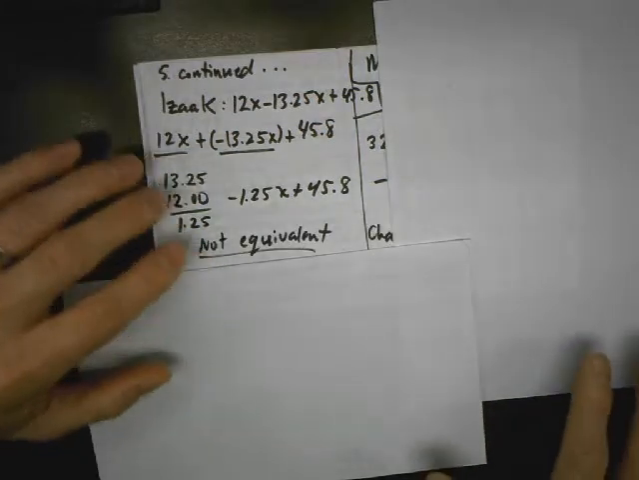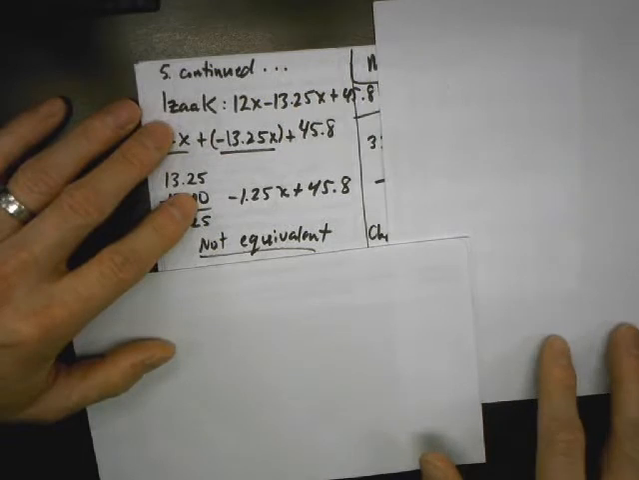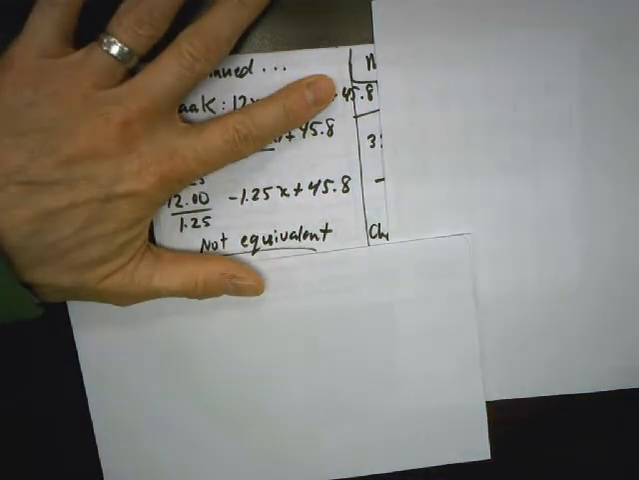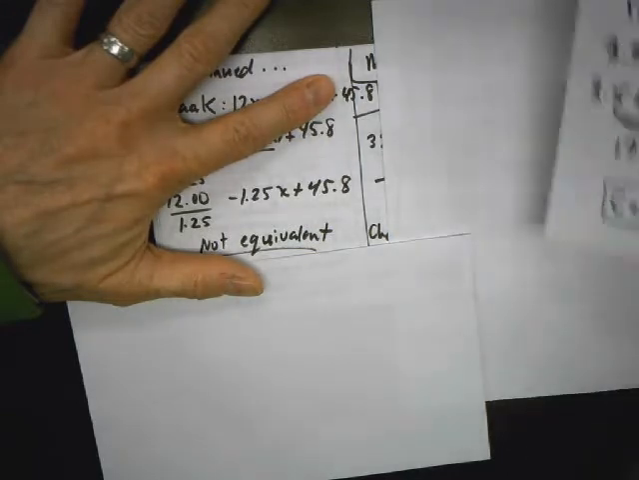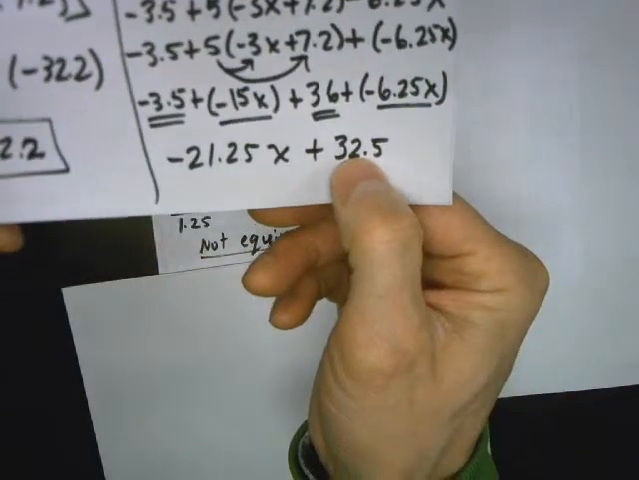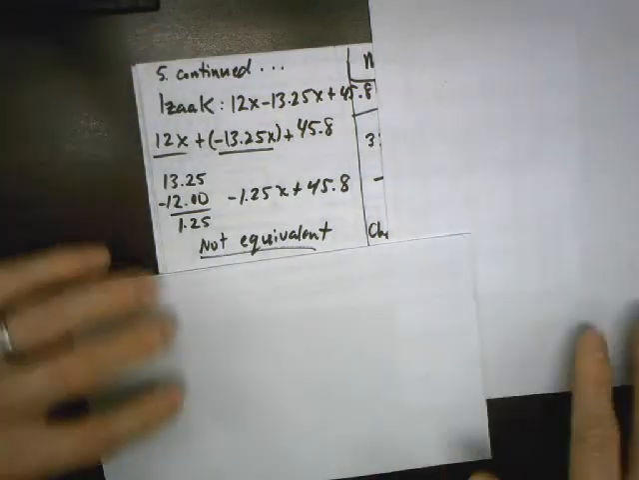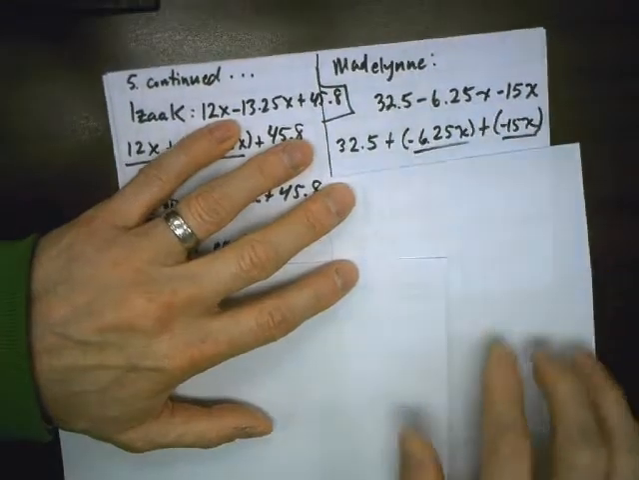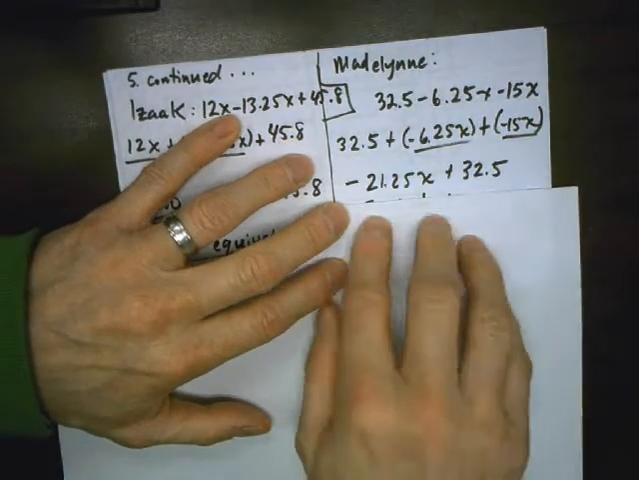And for those of you that would like to take shortcuts, you know you're only adding x's together, so the constant left is 45 and 8/10. Didn't even need to do that, right? Because my constant's not 45 and 8/10, so I could have just said, oh, there's no way that's going to be the same. Let's take a look at Madeline. Madeline, let's go ahead and simplify it. We'll do the rule for subtraction, add the opposite. We'll combine our like terms.